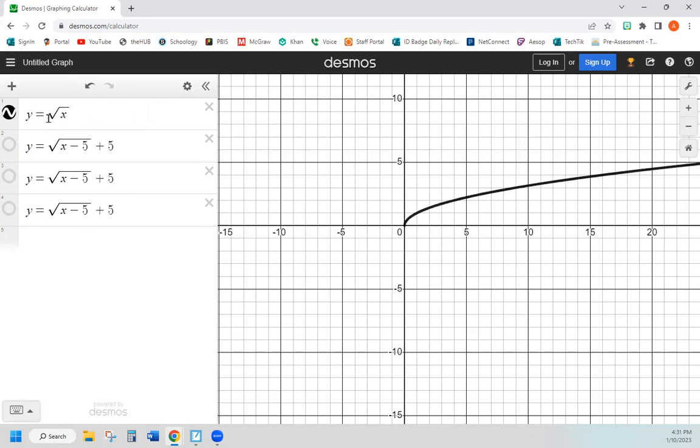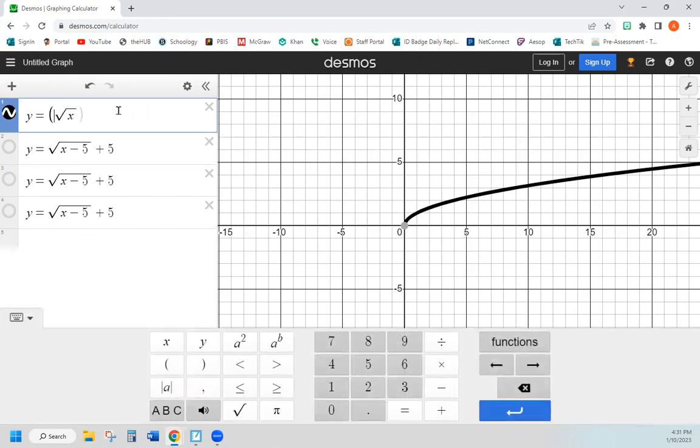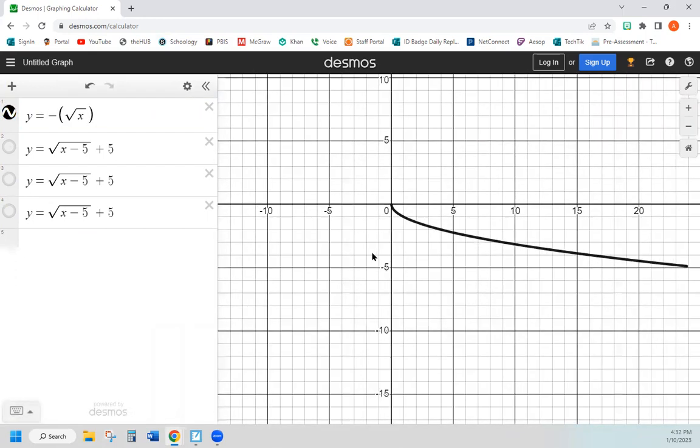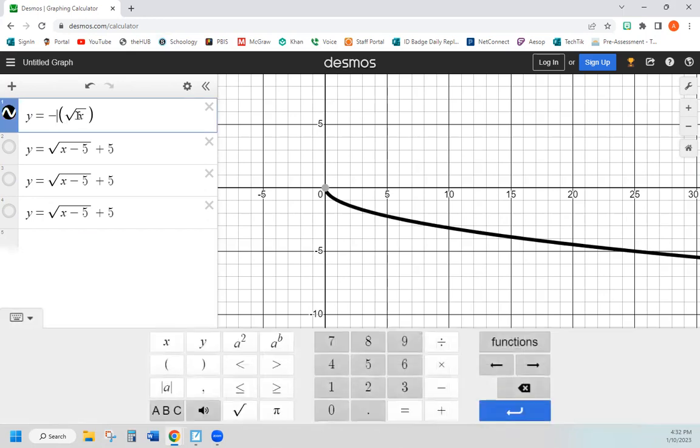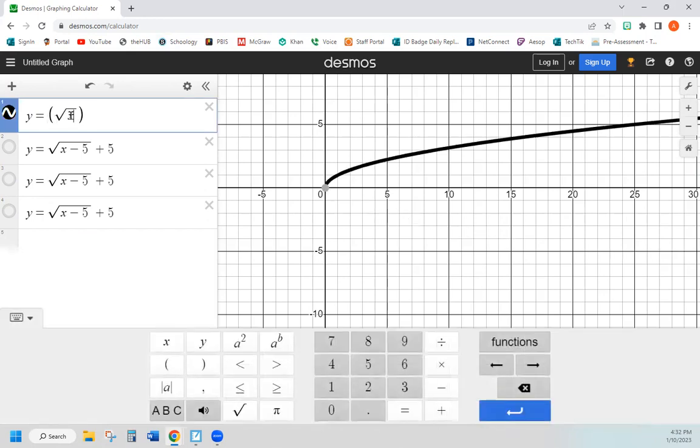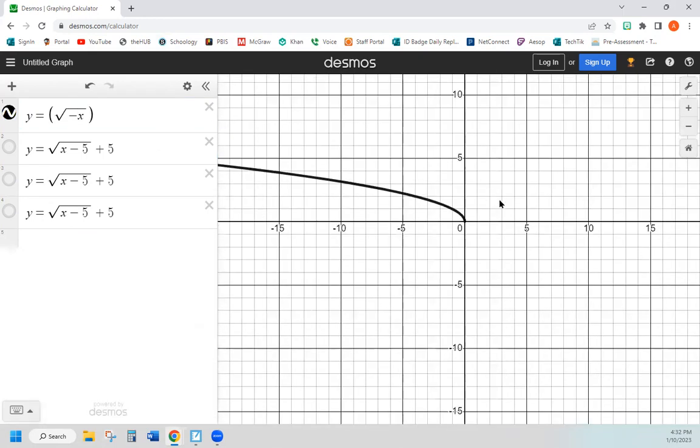And from here, let's see what happens when there's a negative outside, and I'll put parentheses just in case. What do you notice happened? It reflected over the x-axis, okay? So I'll take that negative again, and then I'm going to put it right here, multiplying it with the x. Boom. What happened? The reflection was no longer over the x-axis, but it was over the y-axis.